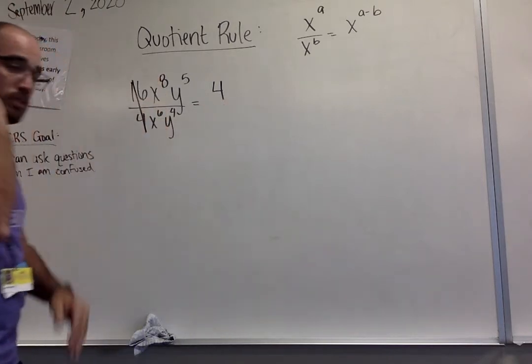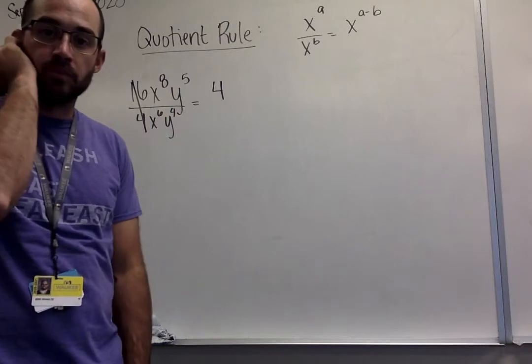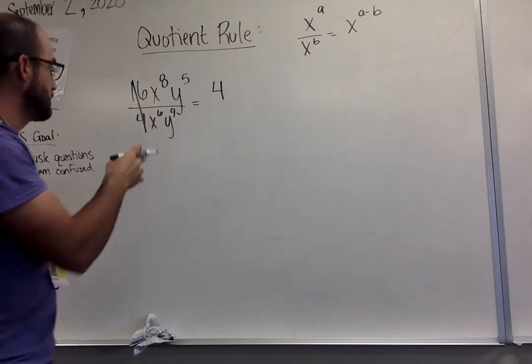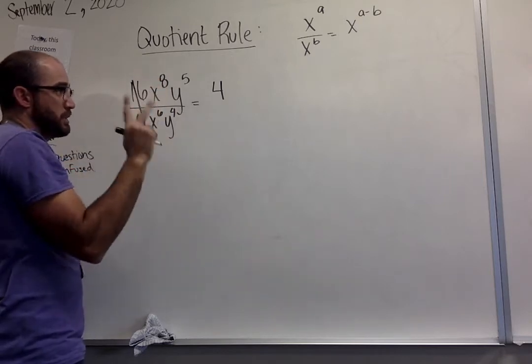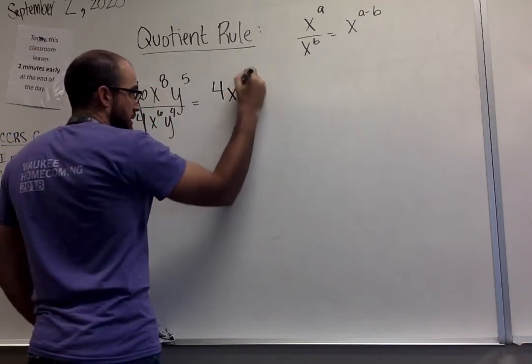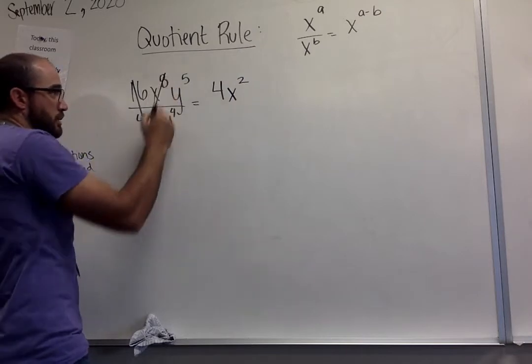Took care of my numbers. Again, I sometimes like to cross those things out to remind myself I've already taken care of them. So I took care of my numbers. Next, I'm looking at my x's. So I've got 8 and 6. So I would do 8 minus 6 gets me 2. So I'd have x to the 2nd. I'm done with my x's.